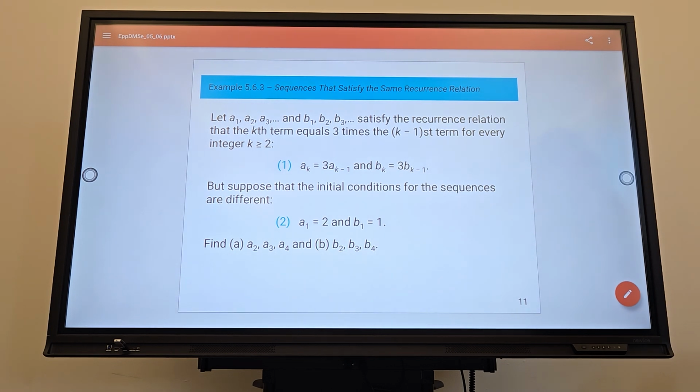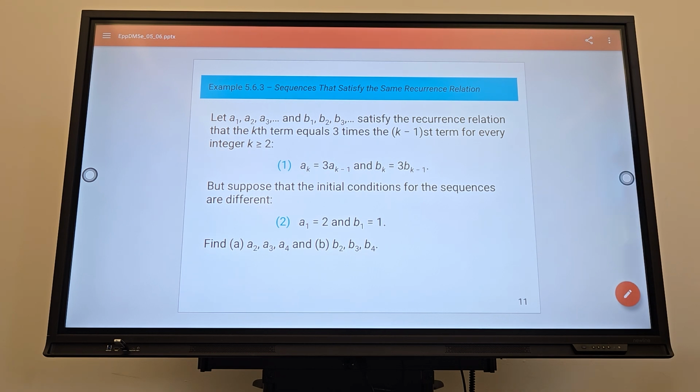Sequences that satisfy the same recurrence relation. Let a sub 1, a sub 2, a sub 3, etc., and b sub 1, b sub 2, b sub 3, etc. satisfy this recurrence relation, that the kth term equals 3 times the k minus 1 term for every integer k greater than or equal to 2. a sub k equals 3 a sub k minus 1, and b sub k equals 3 b sub k minus 1.